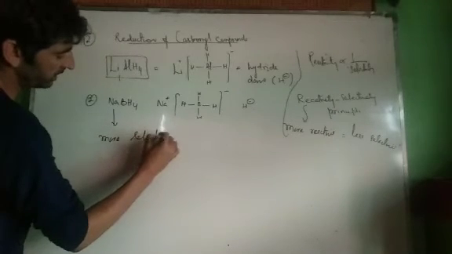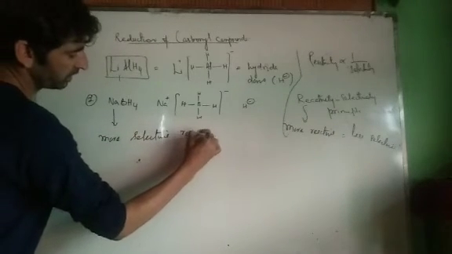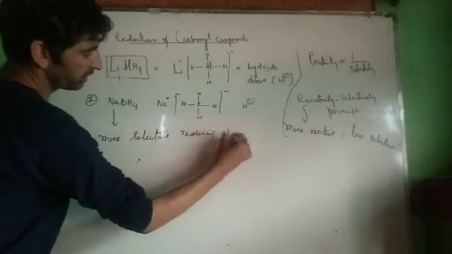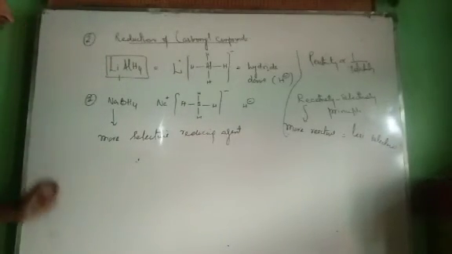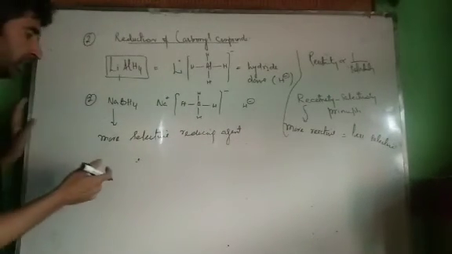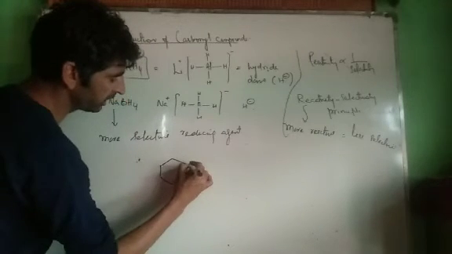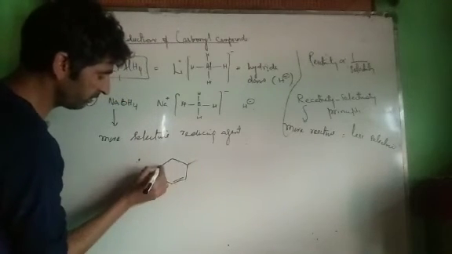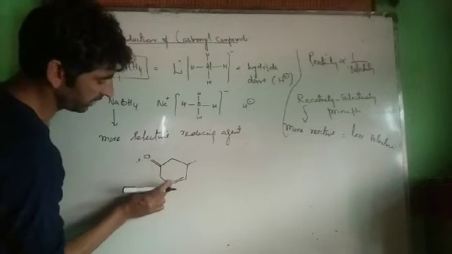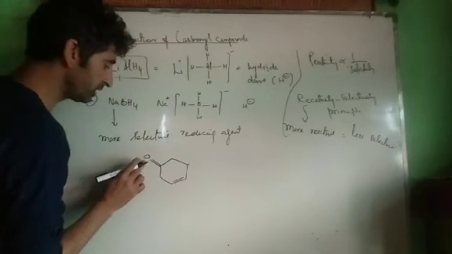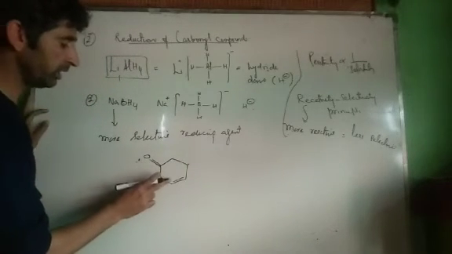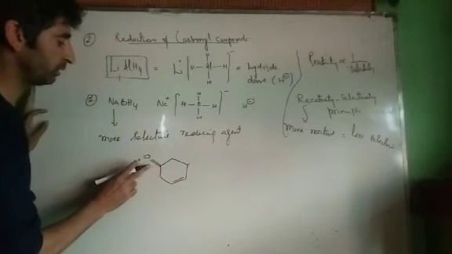It's a more selective reducing agent. More selective means, for example, if you have a compound like this, in this compound you have a ketonic group and you have an alkene. You want only to reduce this ketonic group and not the alkene. You use a more selective reducing agent.